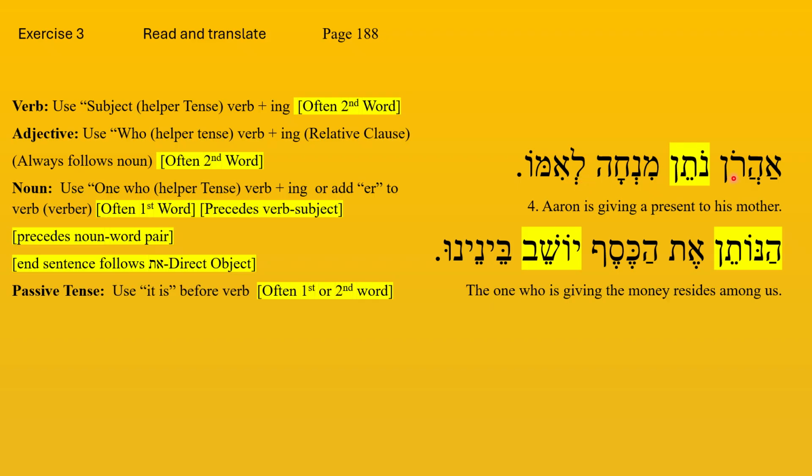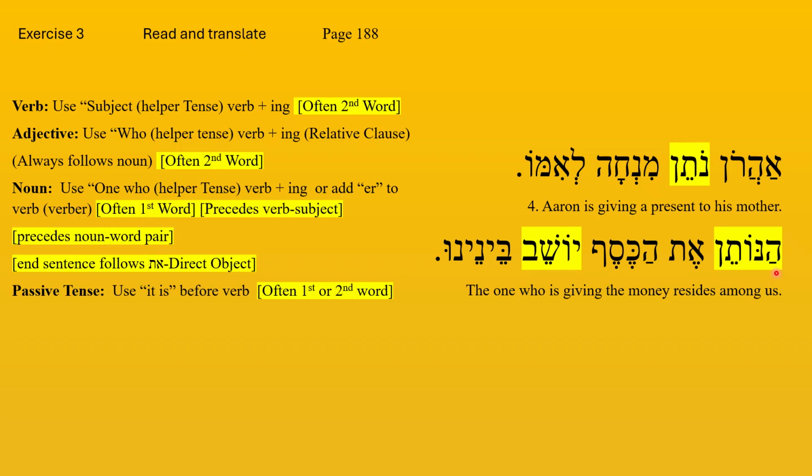Number 4. Acharon noten mincha le'imo. So Aaron, first position, probably the subject. So that would make this probably the verb. So Aaron is giving. What is he giving? He's giving a mincha, a present, a gift, to his mother.